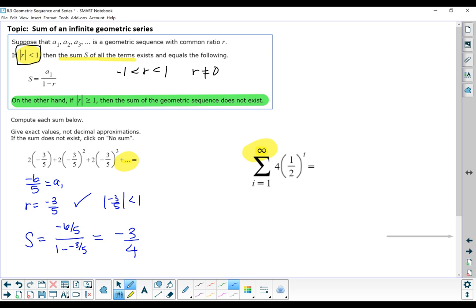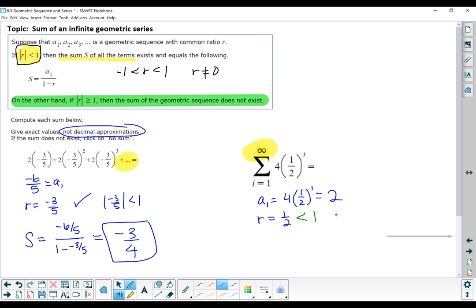-3/4. So we don't want any decimal approximations here. We want that exact value. So it's -3/4. All right, so the next one, our first term is going to be 4 times 1/2 to the power 1. So that's 2. And our common ratio, the base of that exponent, is 1/2. That is less than 1, so we are good to use our formula. So the sum is the first term over 1 minus r, and if we calculate that, we get a sum of 4.